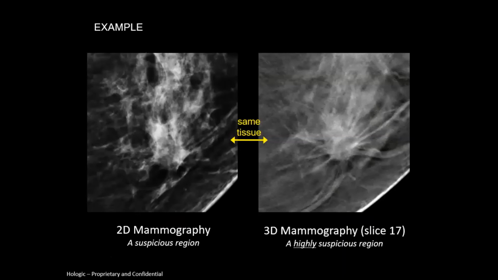Here's an example. Here we have a 2D image on the left and 3D on the right. You can see the difference in how the lesion stands out on the 3D images, making it more visible to the radiologist.